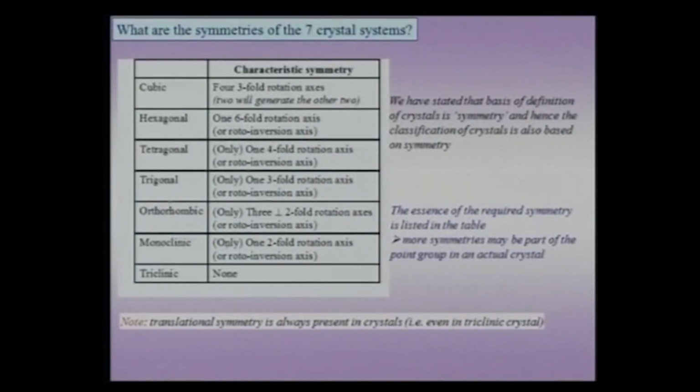The monoclinic crystal, on the other hand, has only one 2-fold axis, which could also be a roto-inversion axis. The triclinic crystal has no kind of symmetry except translational symmetry. However, we can write it as a 1-fold symmetry or a 1-bar symmetry. In other words, you can still call it a crystal having a 1-bar symmetry and come under the triclinic class.